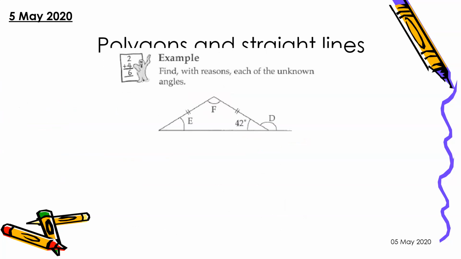So again, here's another question with polygons and straight lines. So we've got a triangle, we've got some other notation. What I want you to do is just pause the video and give it a crack, see if you can work out what each of those angles are and how you would work them out. So pause the video now and see how you go.